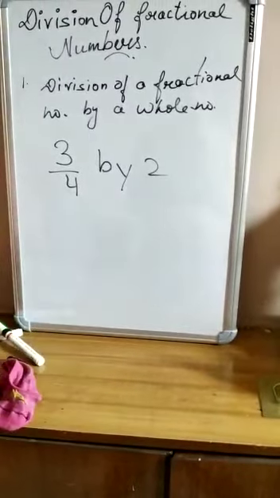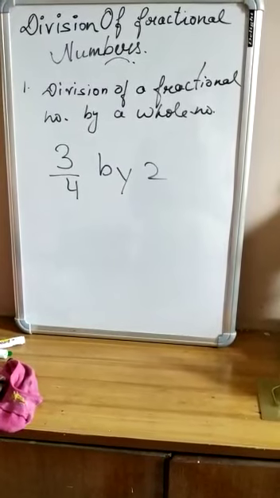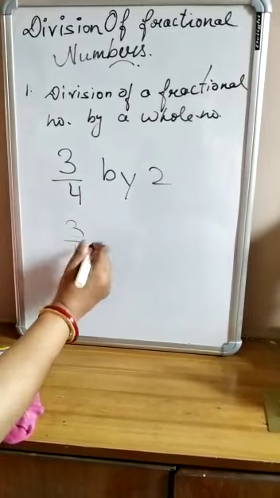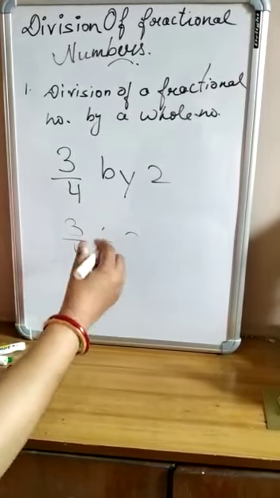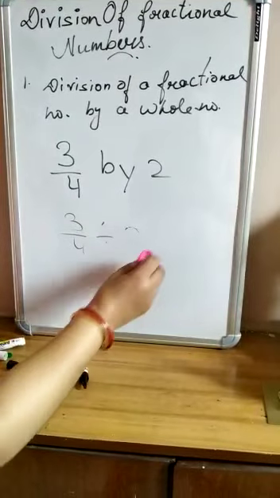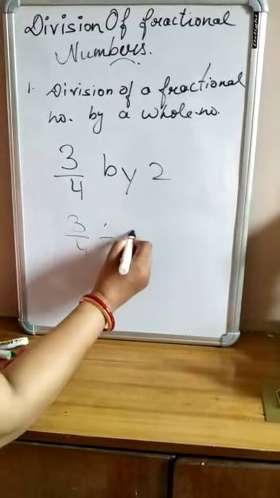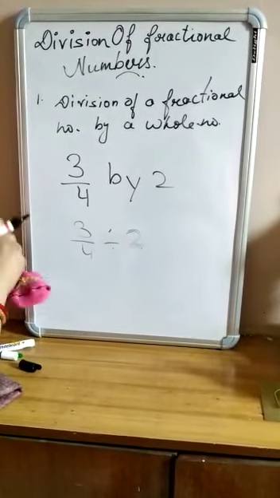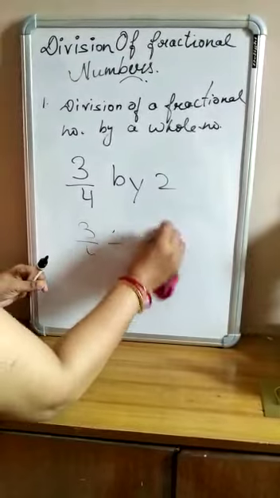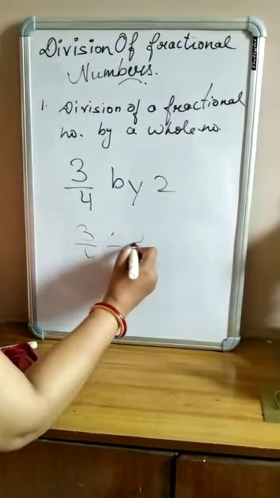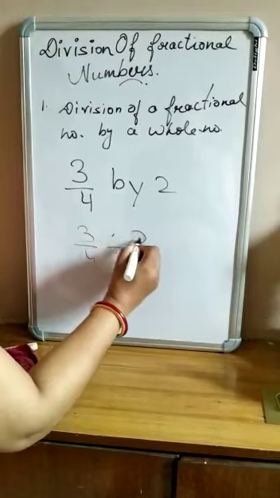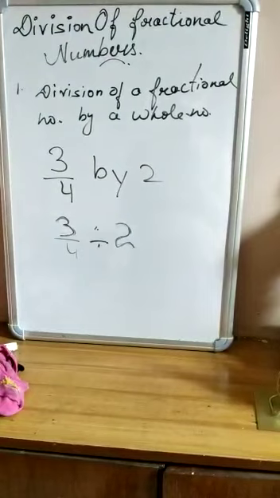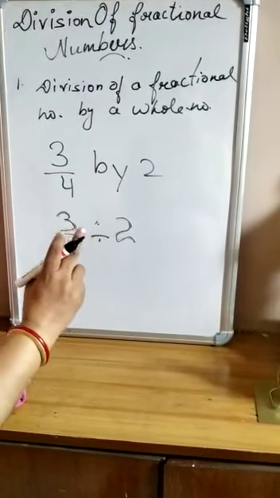Let us look at it in another way. Here, 3 by 4 is divided by 2. Correct? This is the question. Here 2 is a whole number. Now, how will we do it?